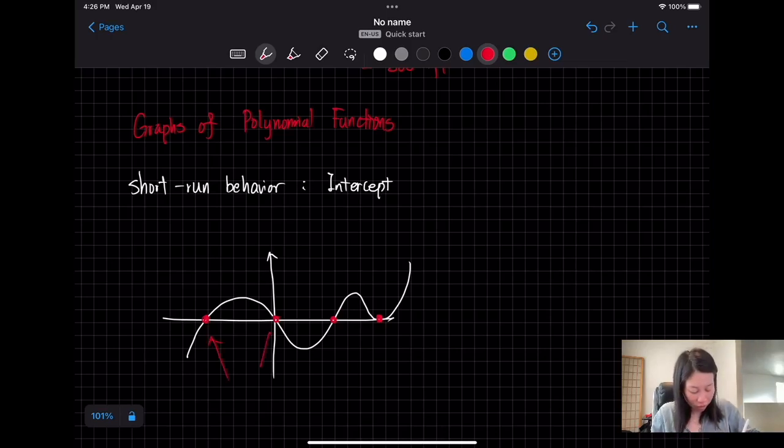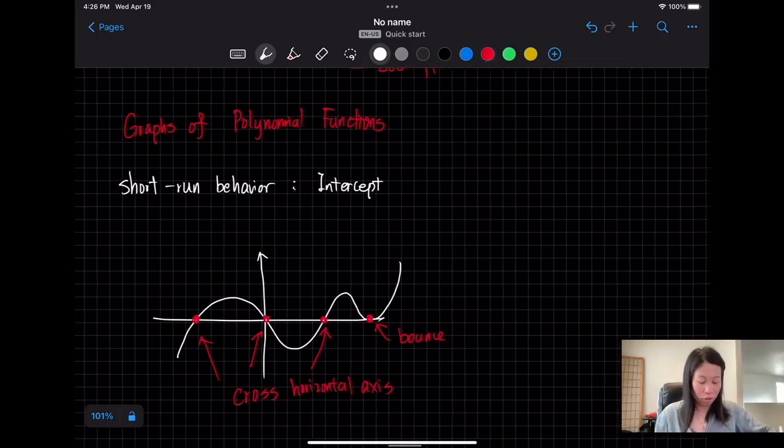These three, we call it cross the x-axis, or the horizontal axis, right? And then for this one, we call it bounce the horizontal axis. So what determines the bounce or cross? Well, that is determined by the multiplicity of a polynomial.